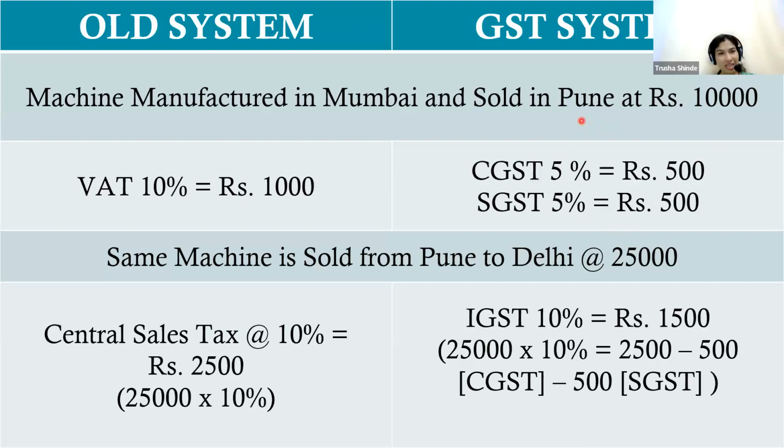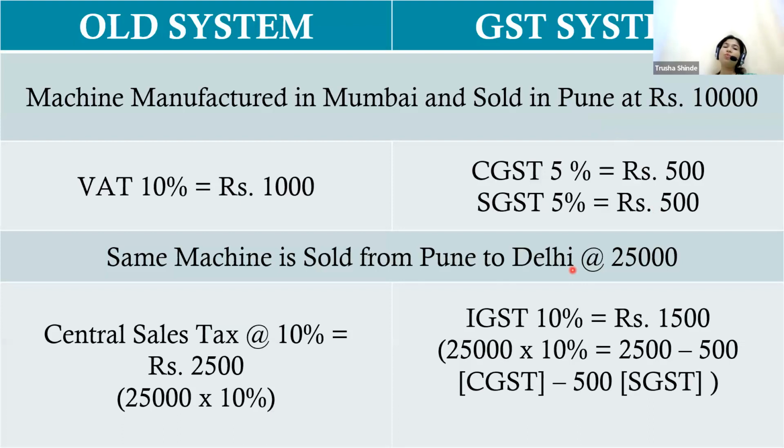When there are intra-state supplies, what we charge is CGST and SGST. Both we are supposed to charge equally. So this 10% will be divided into 5% each, which comes to 500 and 500 each.